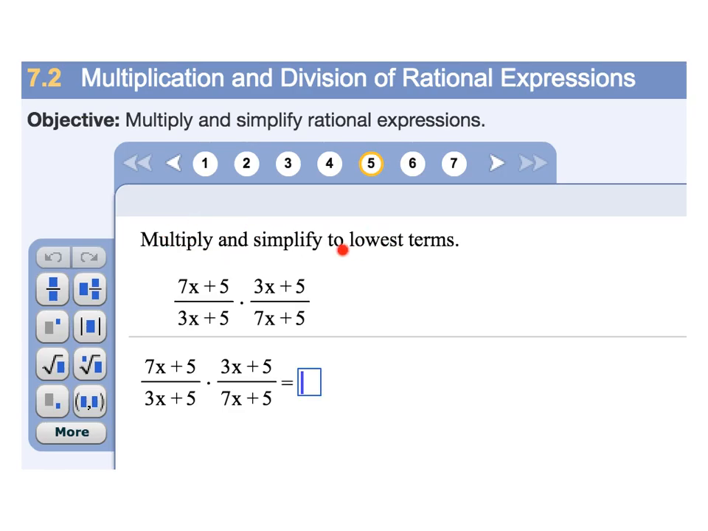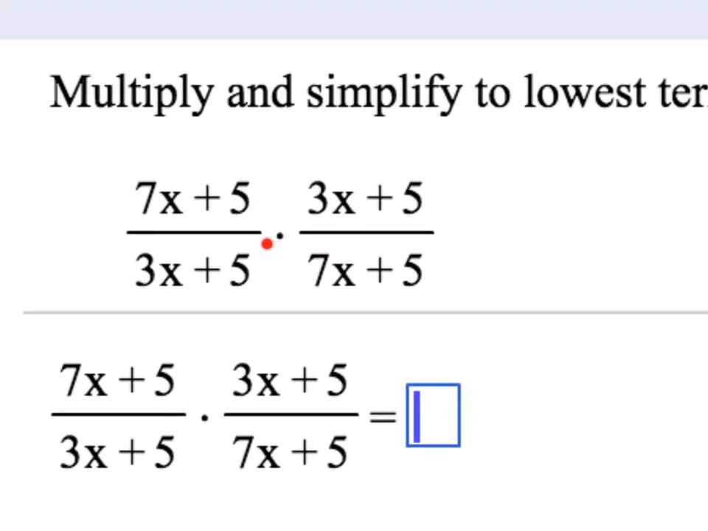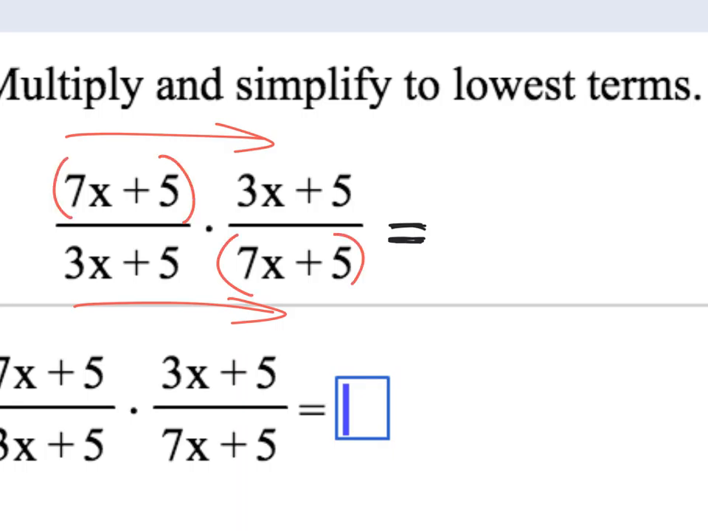So here it says multiply and simplify to lowest terms. Now I'm going to zoom in, and you'll notice right here, we know that the rule for multiplying fractions is to just go straight across and multiply. But before we multiply, let's see if anything can cross cancel or simplify. And we see that we've got a 7x plus 5 in the numerator and a 7x plus 5 in the denominator. Those cancel out. So that equals one whole.